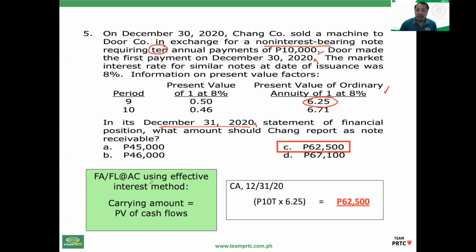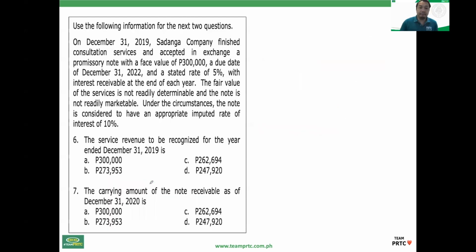Okay. 6 and 7. Again, bakit ba nagkaroon ng receivable? So, normally, dahil nag-render ng service or the entity sold goods. So, 6 and 7. Here's the background. Number 6, service revenue. By the way, measurement of revenue, fair value. So, revenue is measured at the fair value of the consideration received or receivable.